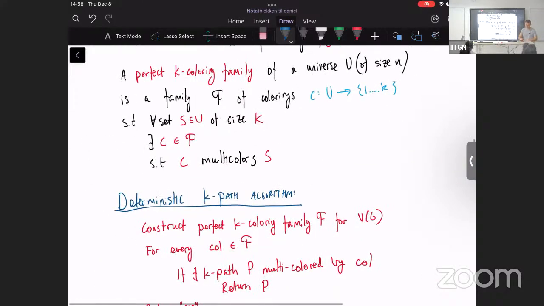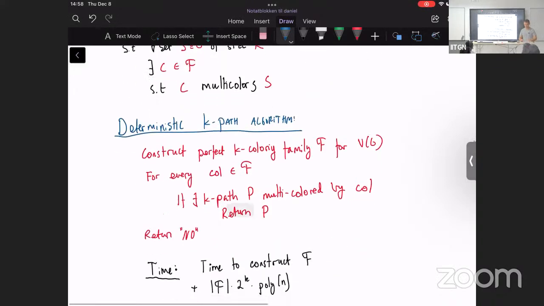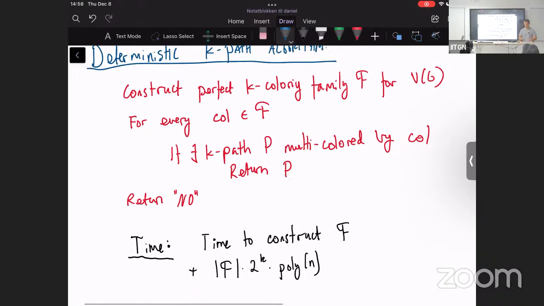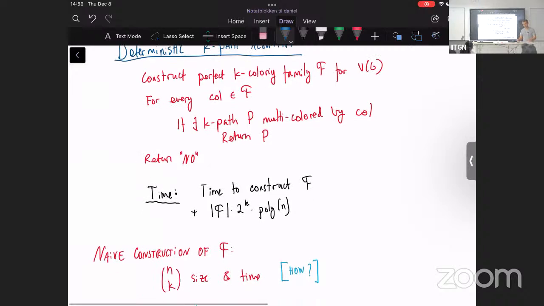So that gives you an algorithm with running time, the time to construct F, plus the size of F times 2 to the k polynomial. Okay. So now the question is, does such an object even exist? It seems like a lot to ask for. Well, okay.